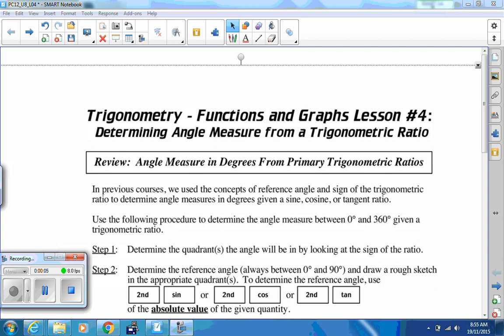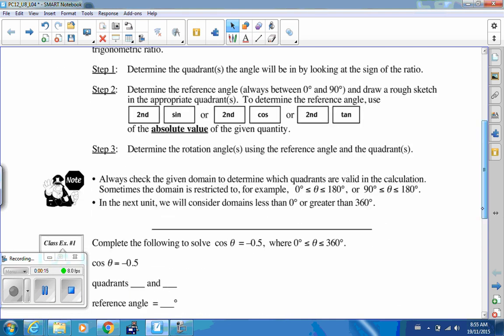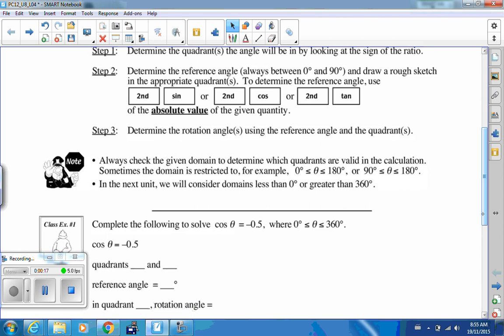All right, so this is lesson 4, determining the angle measure from a trig ratio. Now, this is basically something we already did back in Math 10C. We'd have questions like, here's the ratio, what's the angle? Now, it gets a little bit trickier here because our calculator only gives us the reference angle. It doesn't give us the entire thing. It's not that big a deal, and we already kind of did that last year in Math 20-1.